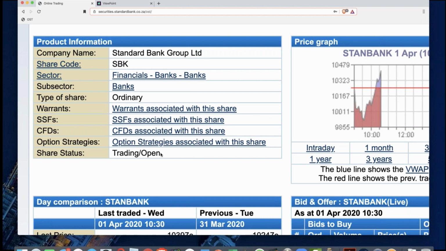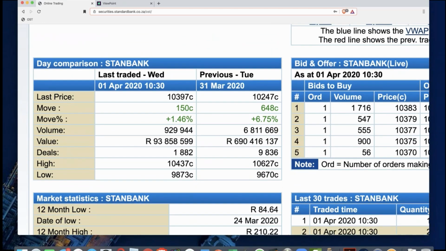And then the share status, telling you if it's trading, if trading is open. What's important is if trading is suspended in the share, then you've got a red suspended there. Standard Bank, not suspended. Scroll down a bit more.